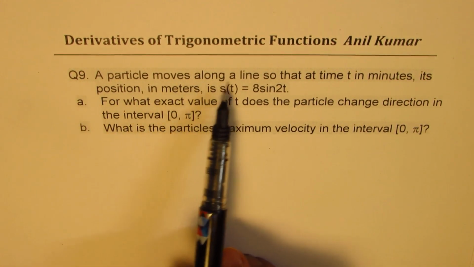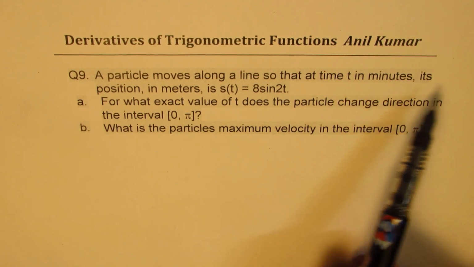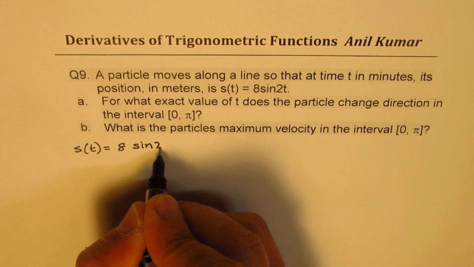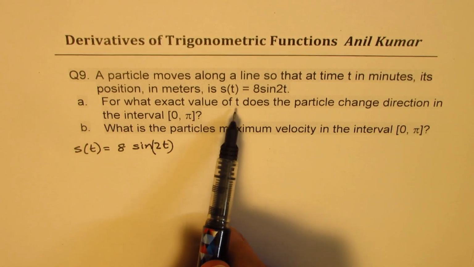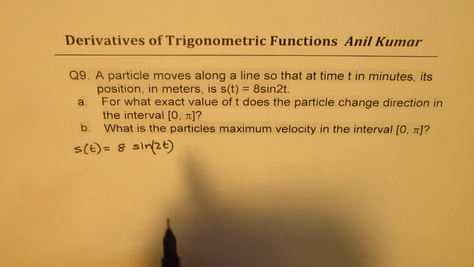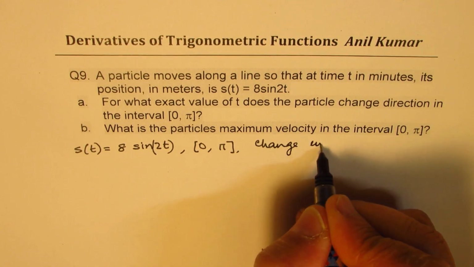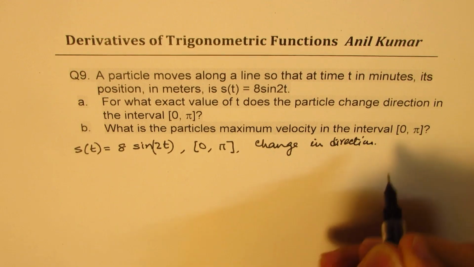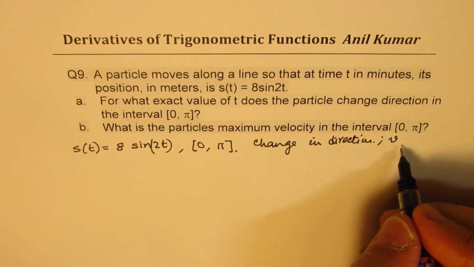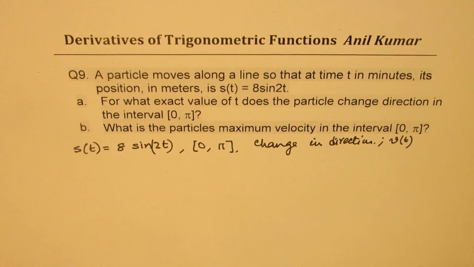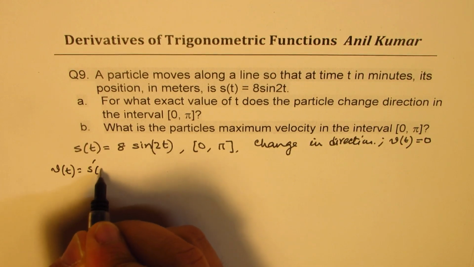Question number 9. A particle moves along a line so that at time t in minutes, its position s of t is equals to 8 sine 2t. For what exact value of t does the particle change direction in this interval? So we are working in the interval 0 to pi, and we want to find change in direction. That really means that we want velocity to change, right? So we'll find velocity. So as soon as the velocity changes, we know the direction has changed. So let's find velocity is equal to 0, and then we'll be able to figure out when the direction changes. Correct?